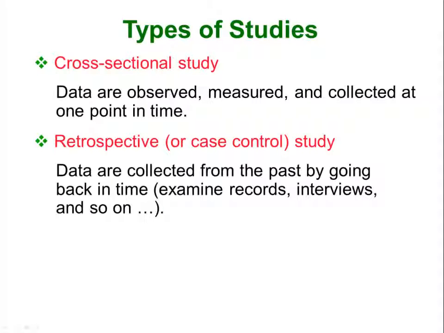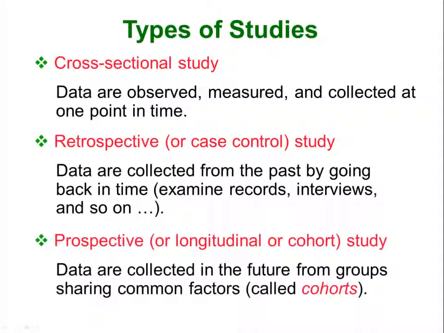A retrospective study is where you go back through records and see if there's a relationship between things. So maybe you think that people with lower SAT scores are more likely to be involved in car accidents. Then you go back through the records and look at everybody who's been involved in car accidents in the last 25 years and see if there's a relationship between that and their SAT scores.